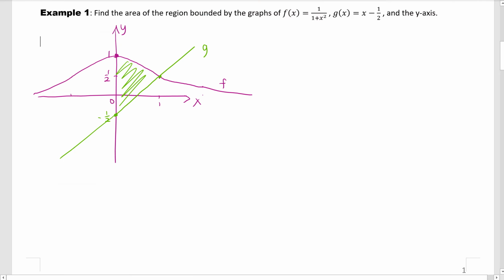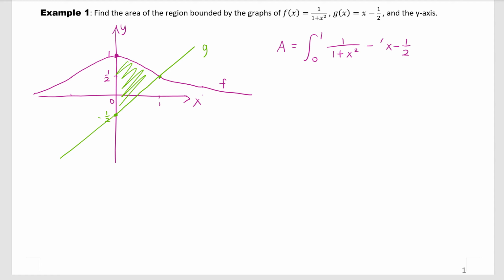So area equals integral. Where's our x? So you can see the x value. x is from 0 to 1, right? So x goes from 0 to 1. The upper function, which one is the upper function? The f is the upper function. So 1 over 1 plus x squared minus g. g is x minus 1/2.